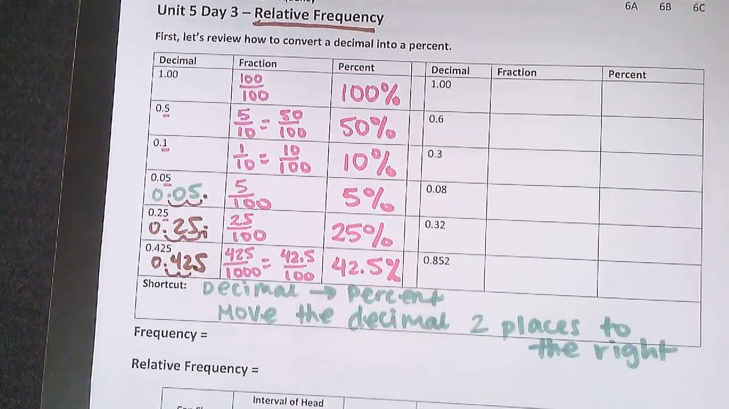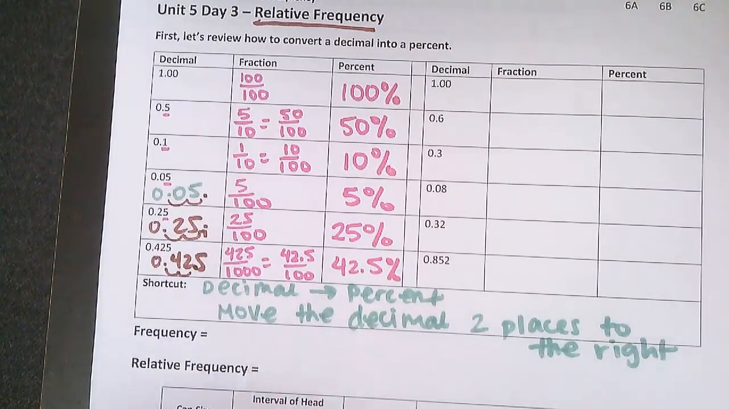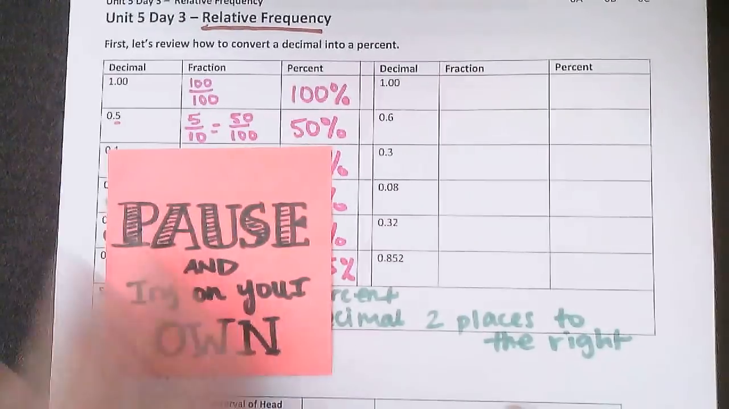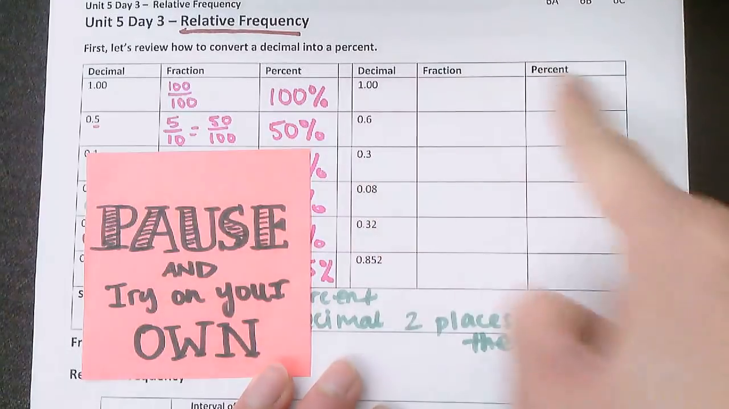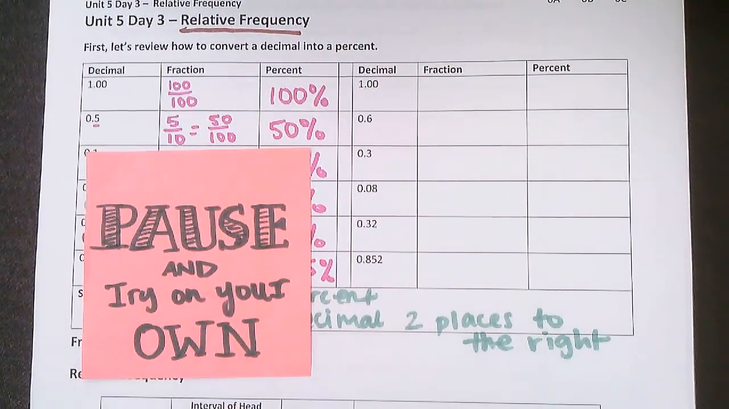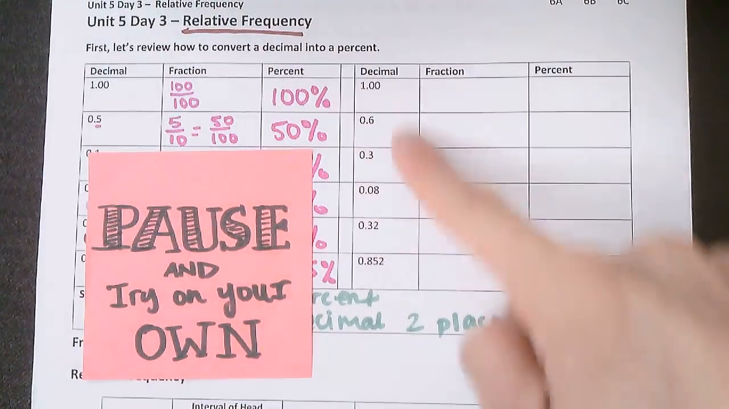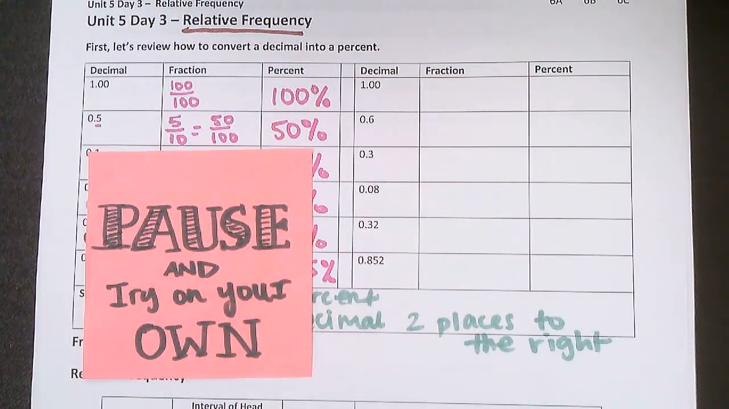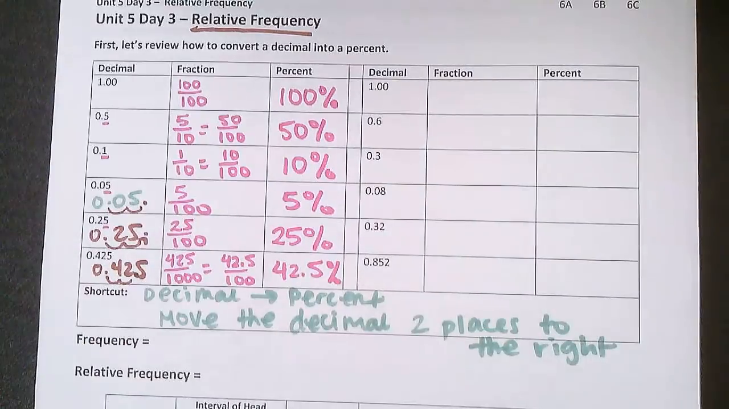Okay, so now that we've tried that one together, what I would like for you to do is pause and try this set of problems on the right, and then you can resume the video to check your work once you're done. So let's pause and try these on the right. Now you are resuming the video to check your work.